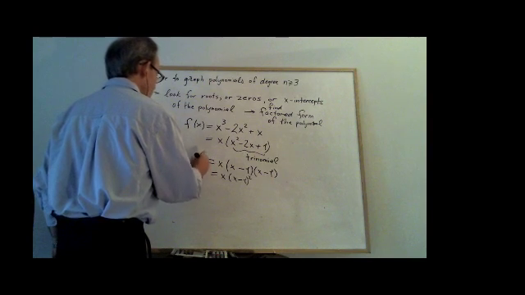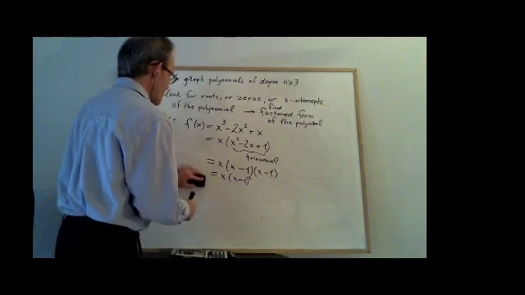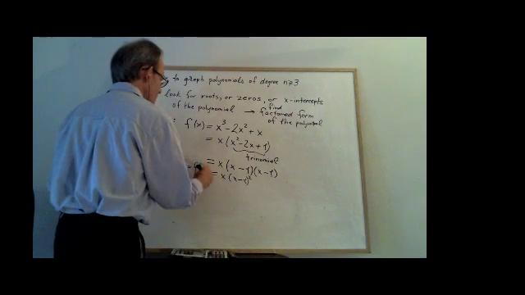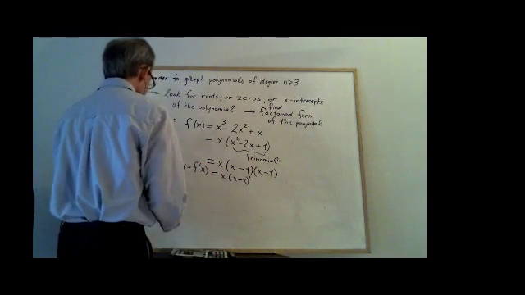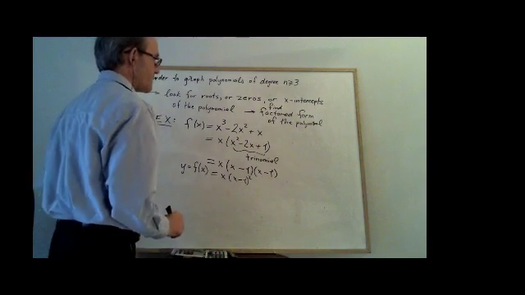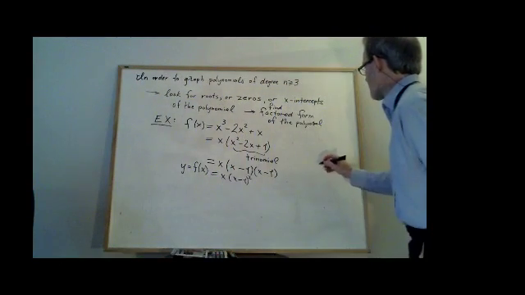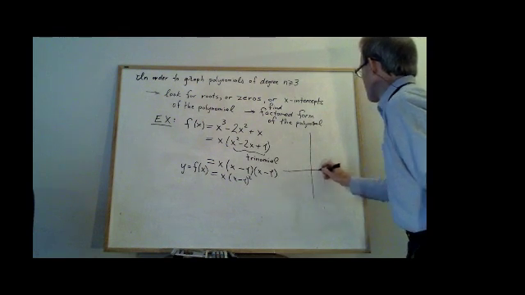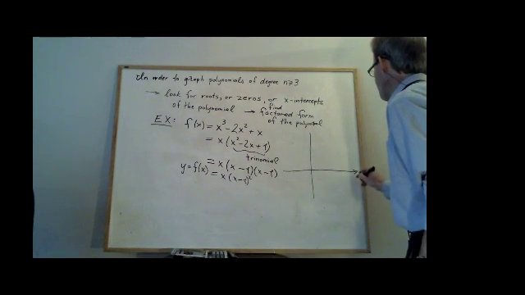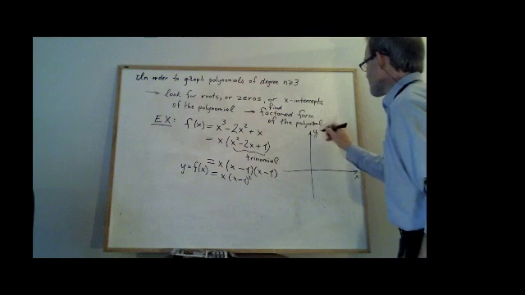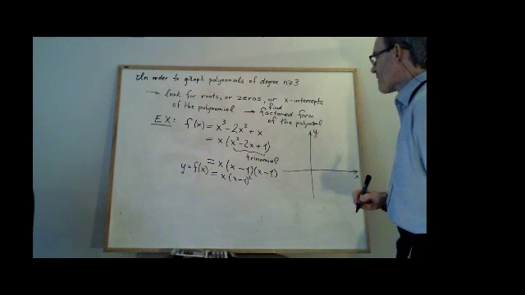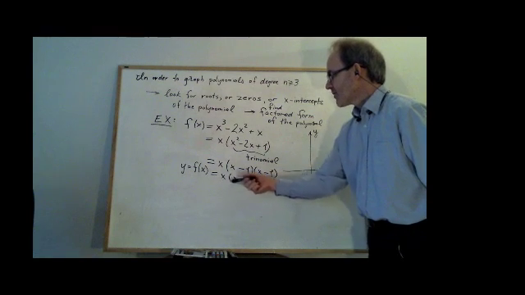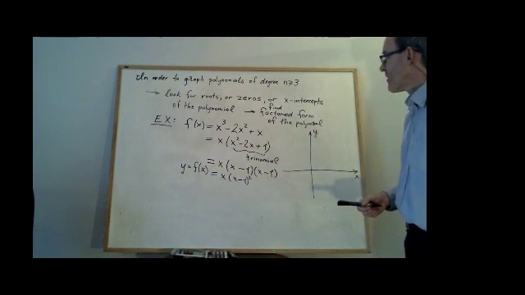Okay, so if we plot y is equal to f of x is equal to x times (x minus 1) squared, what does that look like? Okay, so here's the xy plane, x-axis and y-axis, and you can read off where the zeros are just directly from this factored form.